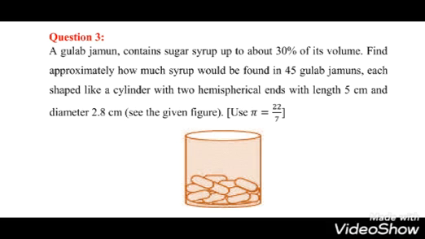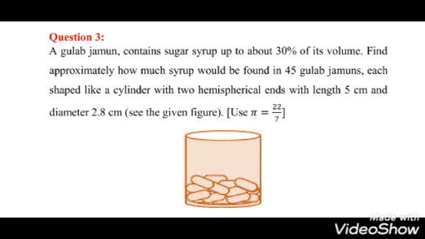We need to find out the sugar syrup. The sugar syrup should be 30% of the volume of the gulab jamuns. In total, that jar contains 45 gulab jamuns.